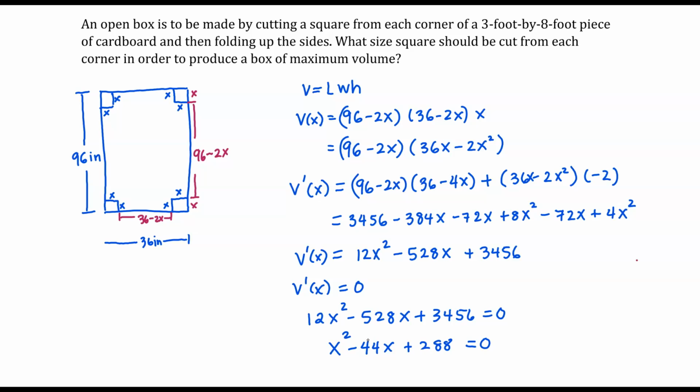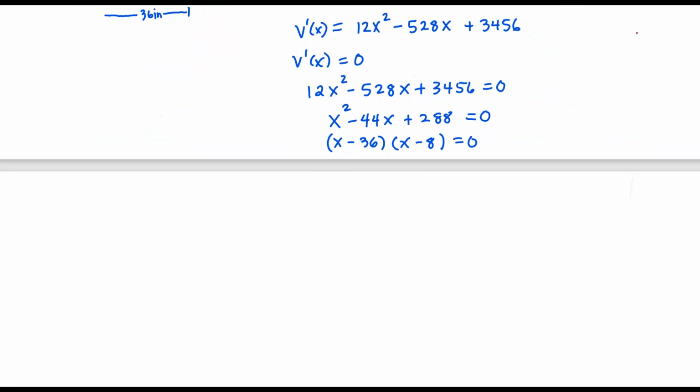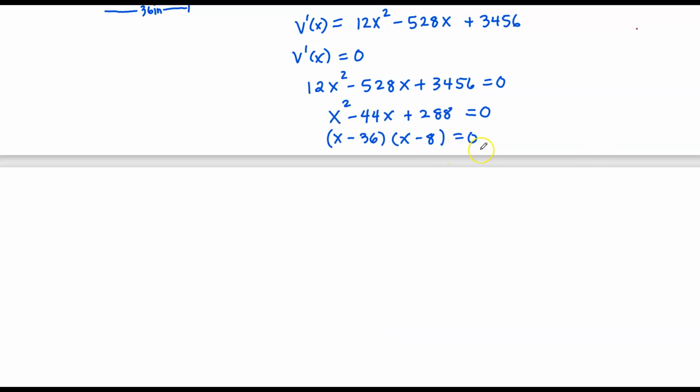Then you factor this expression. You have (x minus 36) times (x minus 8) equal to 0. Then for this to be 0, you have to equate each factor to 0: x minus 36 equal to 0, or x minus 8 is equal to 0. So you have two values: x equals 36, or x is equal to 8.